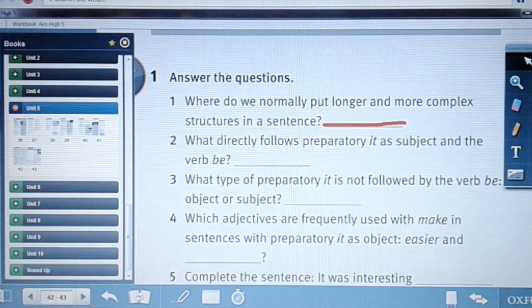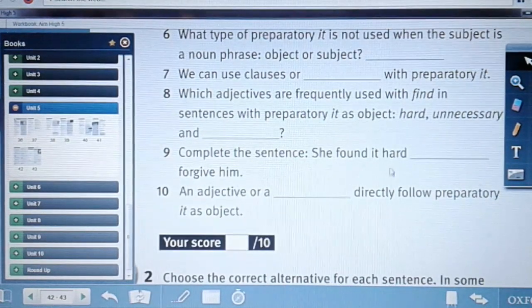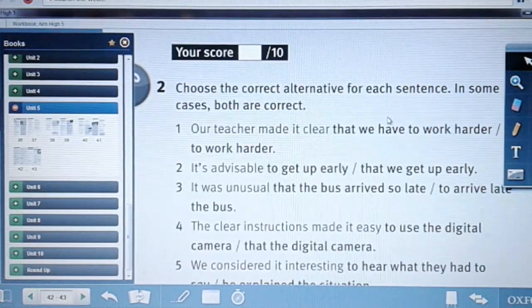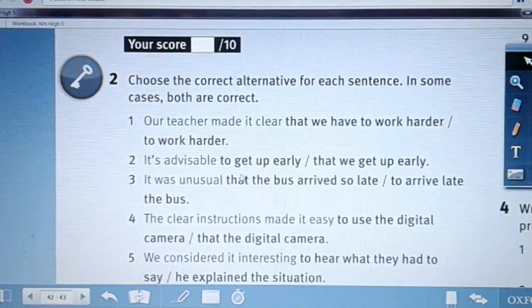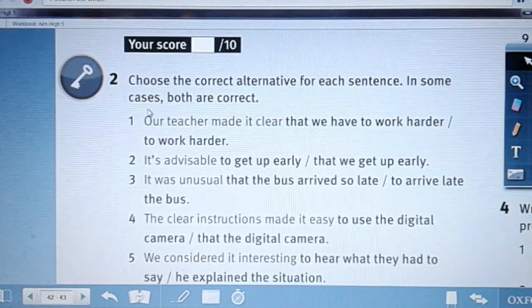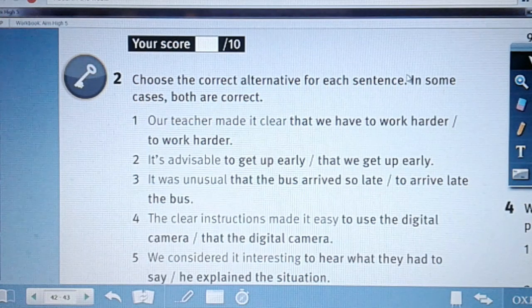Alright, now try to discover the answers to number 2 till 10. Okay, and after that, move on to the second part. What you have to do is, you have to choose the correct alternative for each sentence. In some cases, both are correct. For this part, I'll give you 2 examples.